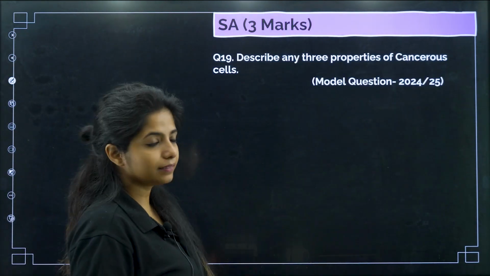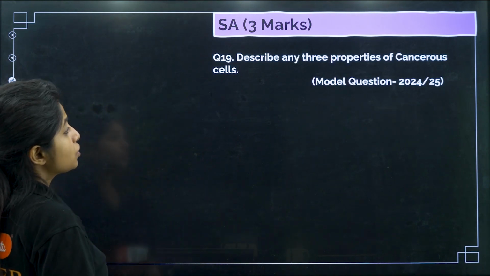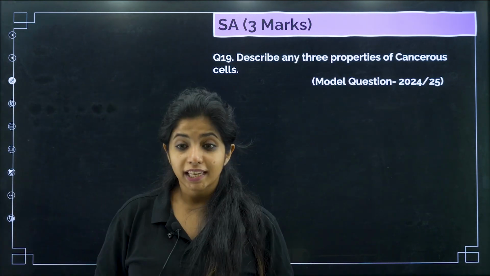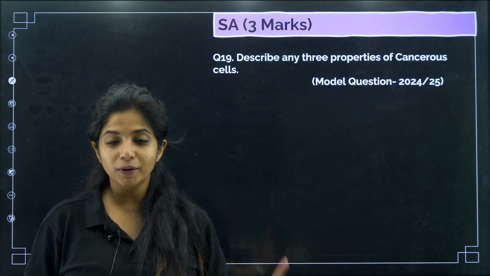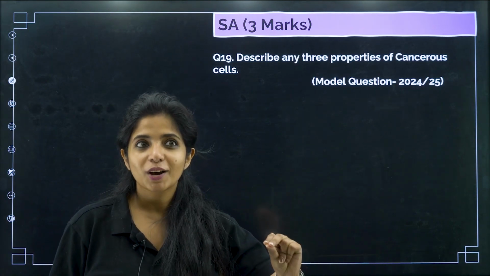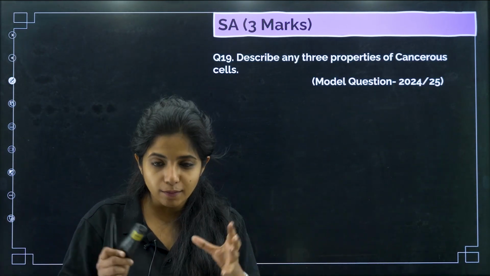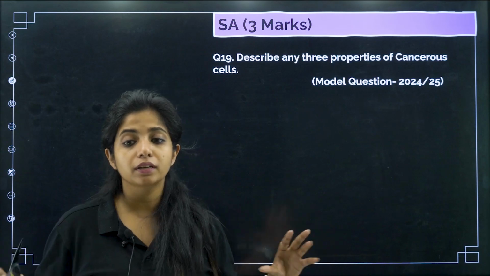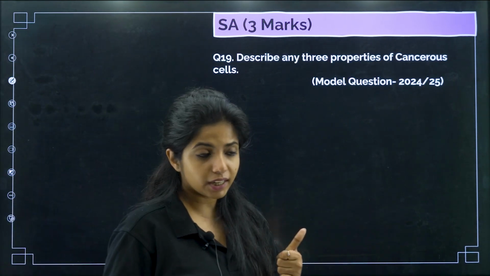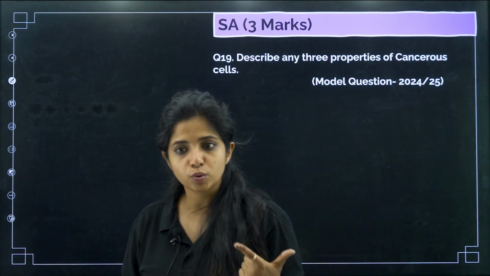Next, describe any 3 properties of a cancerous cell. Can you tell 3 properties of a cancerous cell? One property we already told: loss of what? Contact inhibition. So when cells come in contact, they stop dividing, but over here they will keep on dividing. So loss of contact inhibition. Uncontrolled division is also one thing.